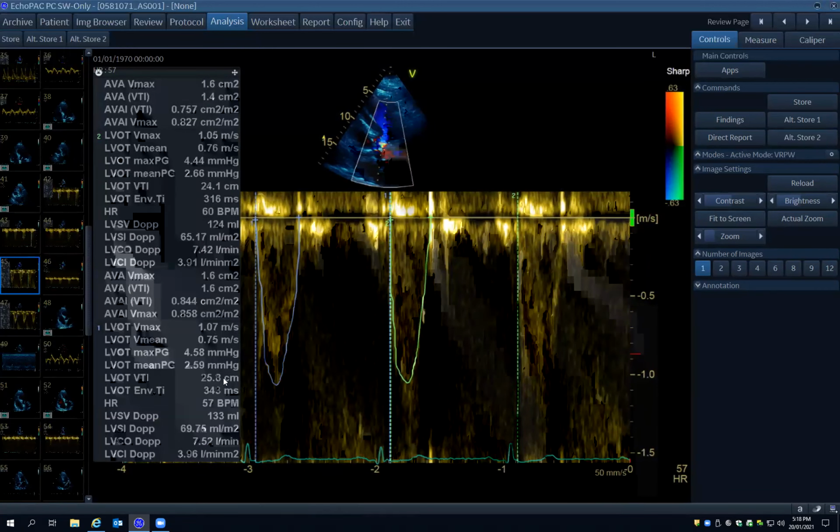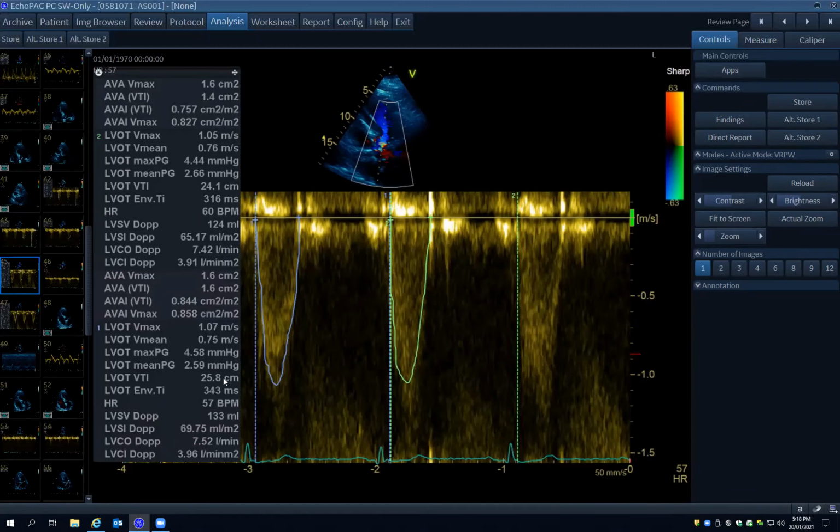The second thing is, once the velocity of your VTI is more than 1.2 meters per second, so that's a high flow state, you need to adjust for your gradients by not using the simplified Bernoulli equation 4v squared, but 4 brackets v1 squared minus v2 squared, because your proximal velocity is going to overestimate it. And most of the time this is done for you. And here you can see that our estimated valve area is 1.4 to 1.6 centimeters squared.